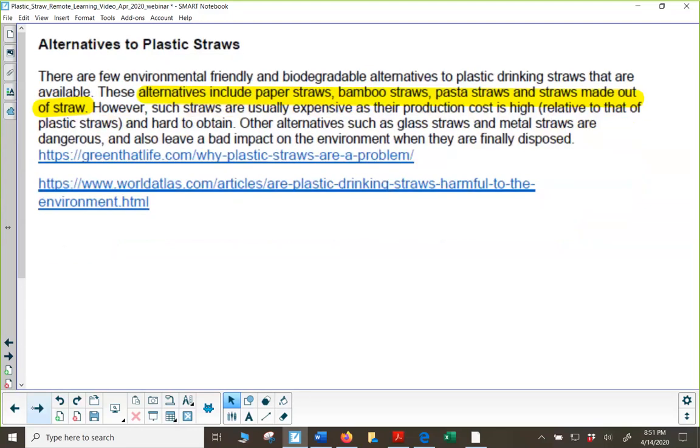An alternative to plastic straws, one of my favorite ones is straw. Where do you think we got the word straw from? Think of straw, like, hey, use a straw. Of course, it's not practical, but it could be. So those are some of those things there.